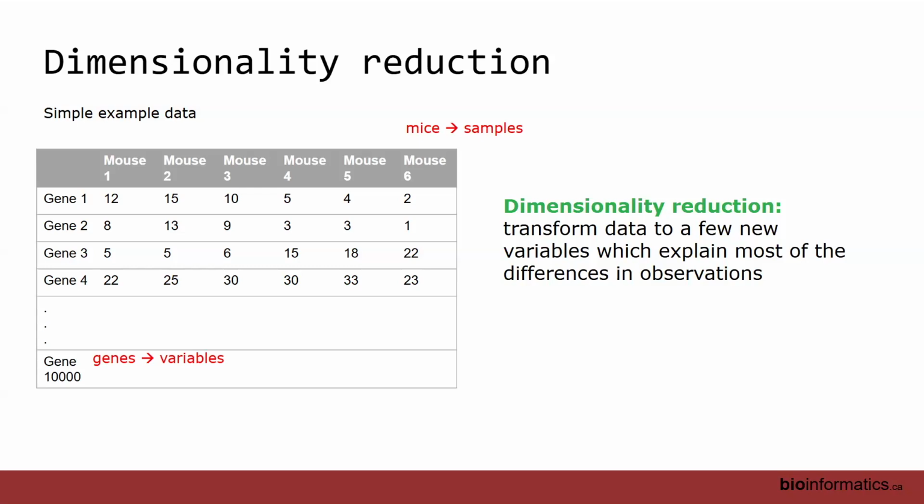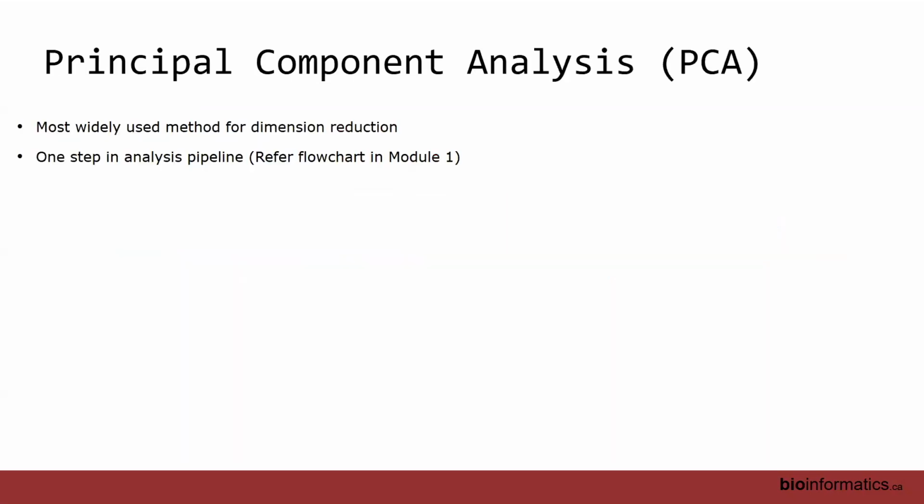So essentially the idea is let's transform the data to a few new variables that explain most of the differences in observation, right? So we want to map the data from a high dimensional space to a lower dimensional space. And the importance is that we want to perform this task in a way that most of the information is preserved, all right? So I'm gonna cover 3 different dimension reduction methods.